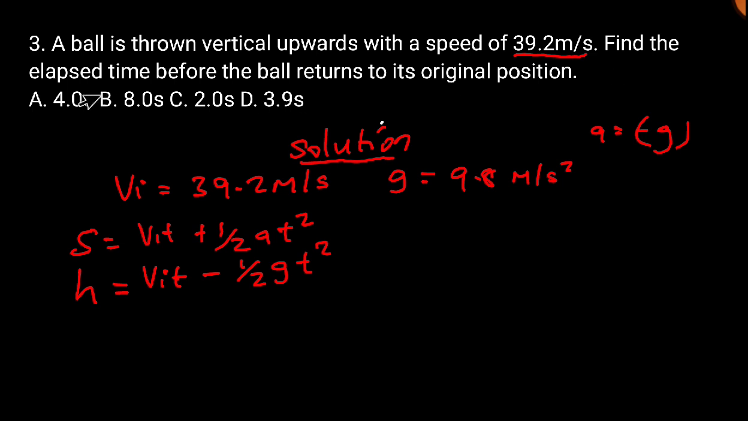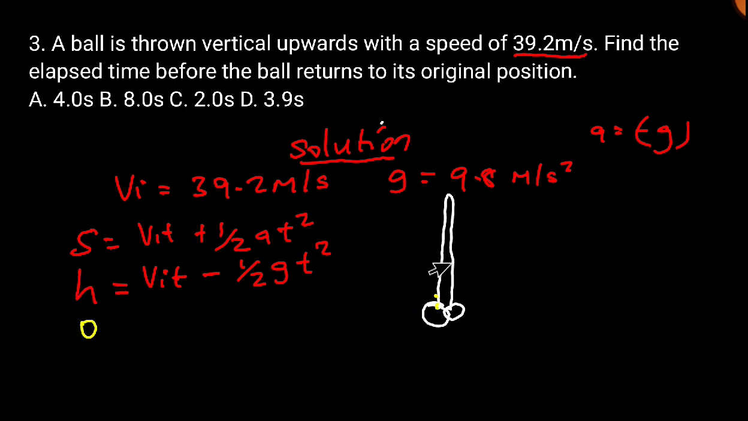Find the elapsed time before the ball returns to the ground. Now it means that this ball was, let's assume that this is the ball, it was thrown up, right, and then comes down. So there's no vertical displacement here. Since the ball returns to its original position, the height is going to be equal to 0.